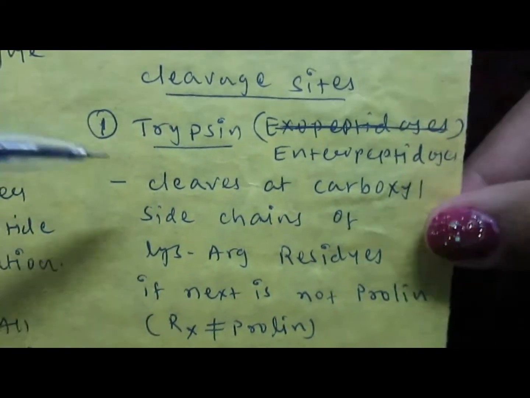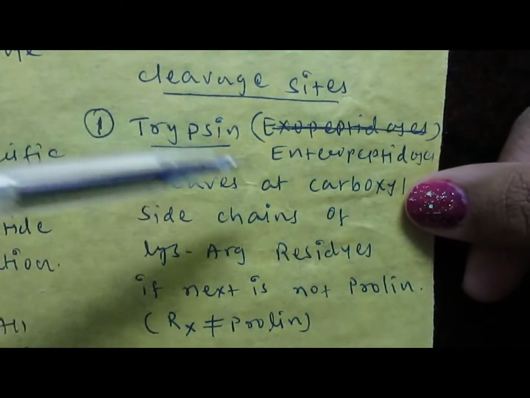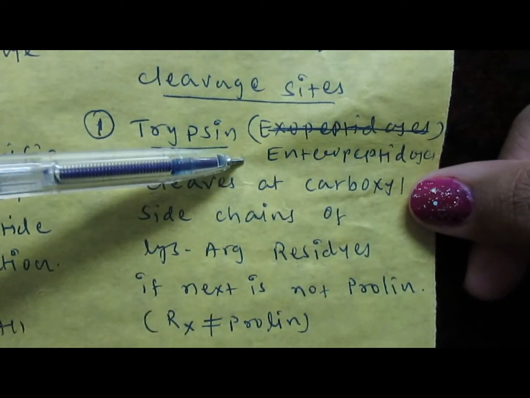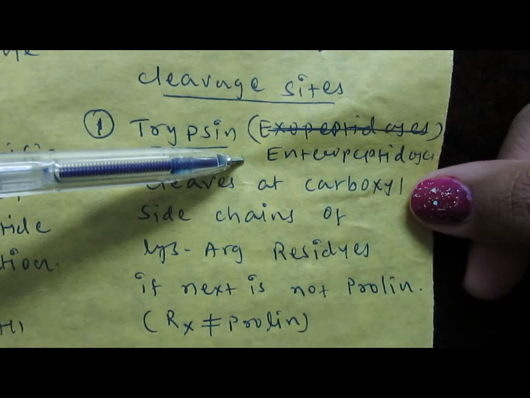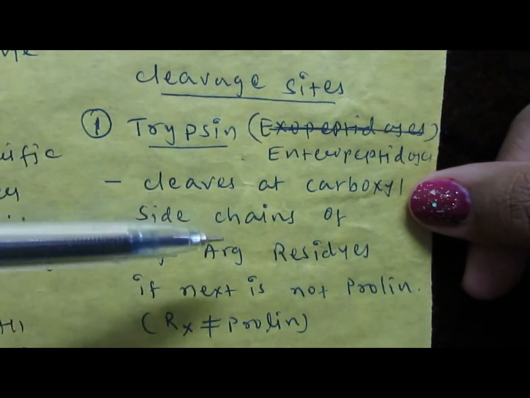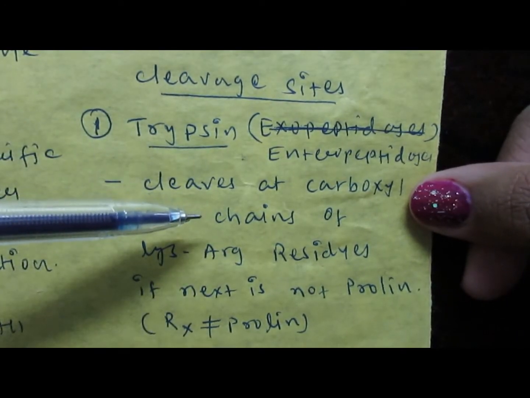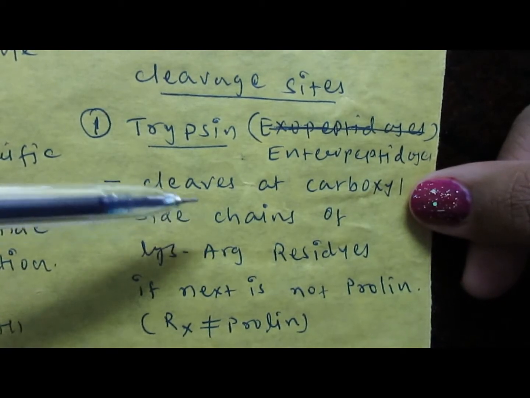Trypsin is a kind of endopeptidase. So endopeptidases work somewhere in the middle of the polypeptide. Endopeptidases never work on terminal amino acid cleavage in the polypeptide chain. So please keep that in mind.